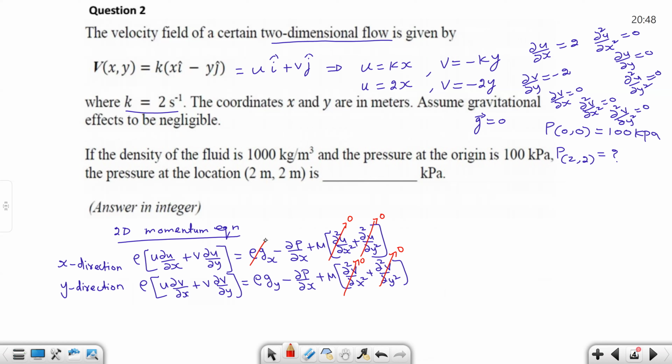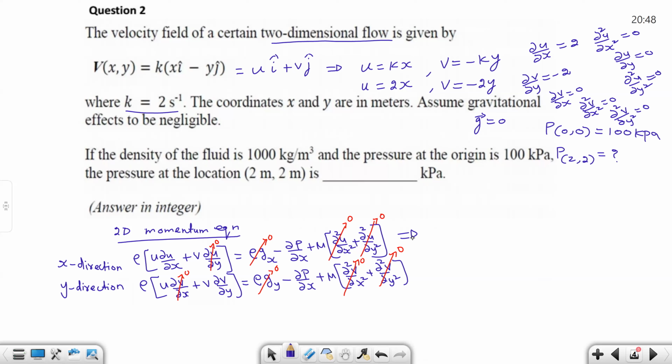And gravitational effects are neglected, so this will be 0. V dou u by dou y, so this is 0. Dou u by dou y is 0. Dou v by dou x is 0. So this term is 0. Now substitute the rest.